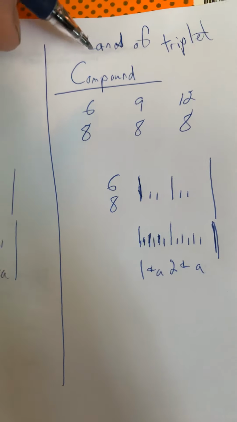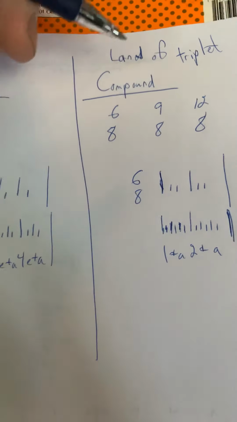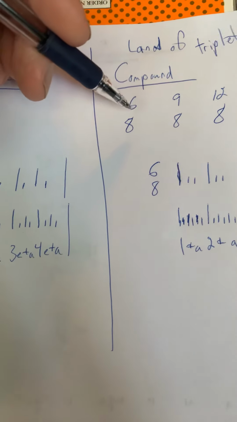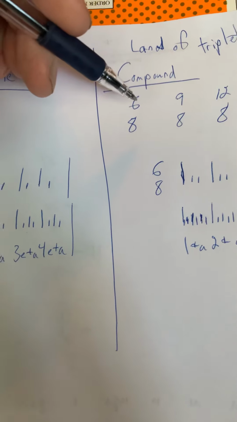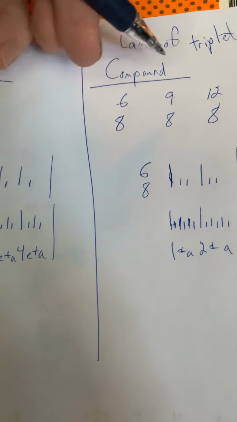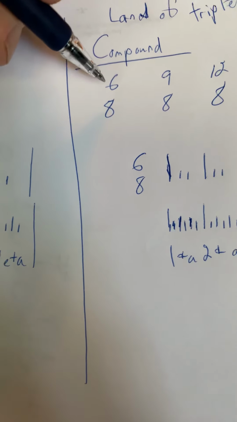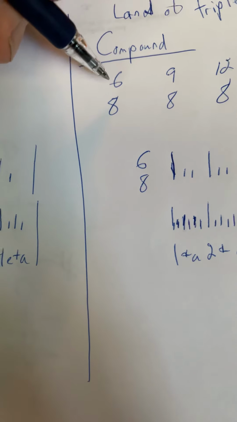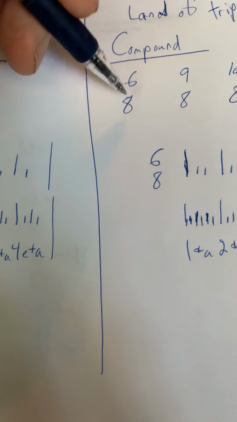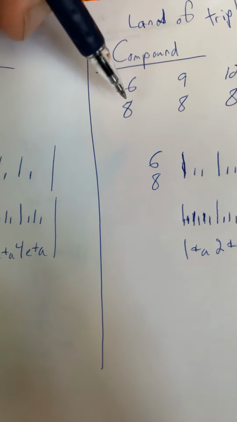On the compound side, we think of land of the triplets. That's going to be threes, beats broken into three equal pieces with strong, weak, weak instead of strong, weak. So you take the top number and divide it by 3. So 6 divided by 3 is 2. That's compound duple, the most common one on the AP exam.